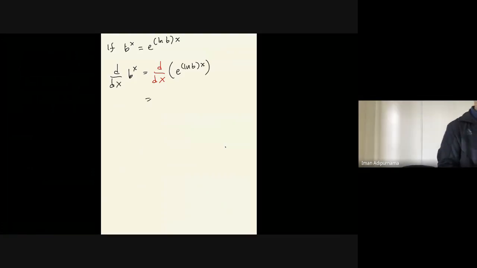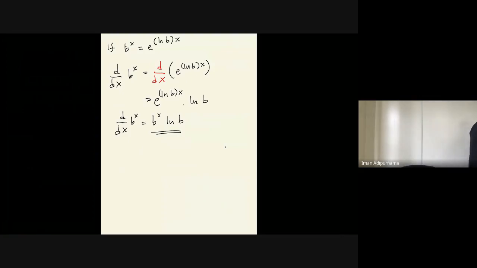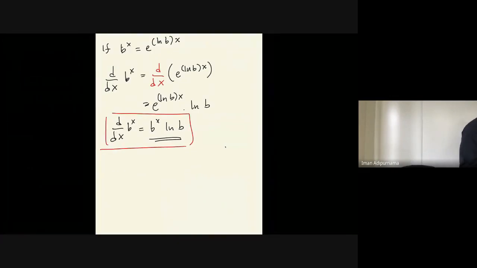then we already learned the chain rule. And we already know that e to the x will be e to the x, in a sense, from the ln b before. Then this becomes just e to the ln b x, and then multiply with ln b. So when you are defining e, the way you understand the b to the x will be much simpler. So that's why e becomes important.